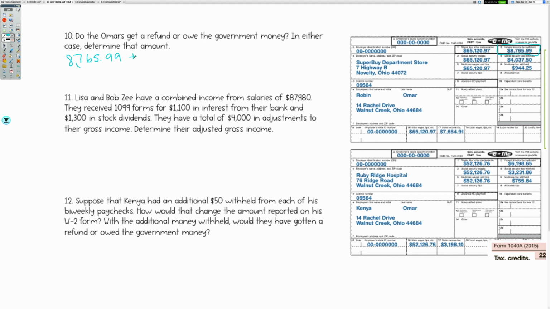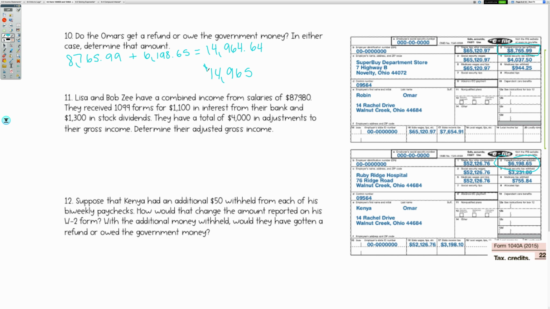Plus, how much did Kenya already pay in income tax? 6,198 and 65 cents. So together, they've paid $14,964.64. So together they've paid $14,965. Round up to the nearest dollar.